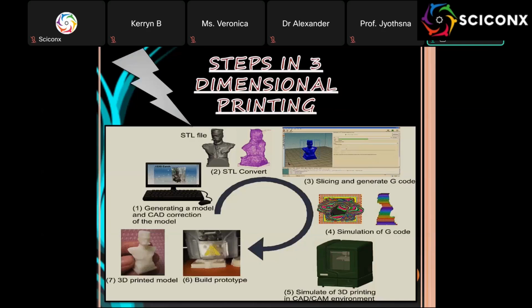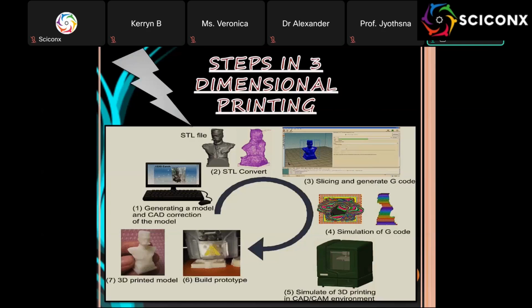So, for example, this STL file will form a replica. Then that replica will be transferred to a computer screen through the CAD software. So what will happen to that software or that screen, where the replica or the picture of an object is there? There is slicing or generation of a G code.